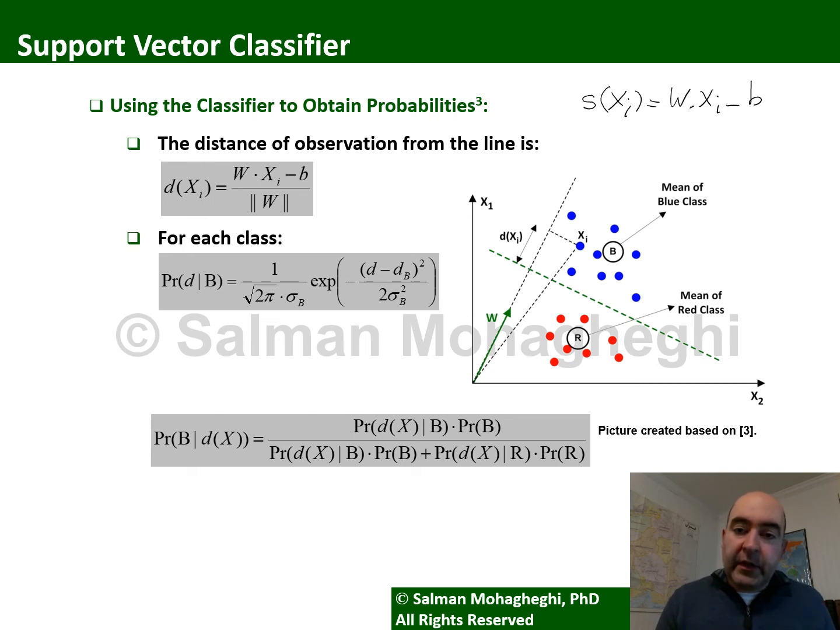Let's go back to linear algebra. If I have this particular observation point here, the distance of this observation point to this green line, which is my decision boundary, would be the inner product of w and xi minus b divided by the norm of w. So this would be my distance to the boundary. If the distance is smaller, that means the chances of me belonging to that particular class is lower. If the distance is larger, that means I'm farther away from the boundary, meaning I'm more likely to belong to class blue.